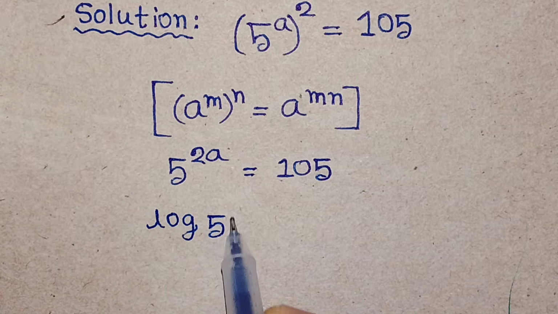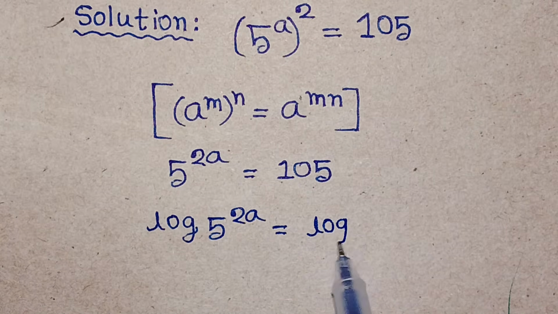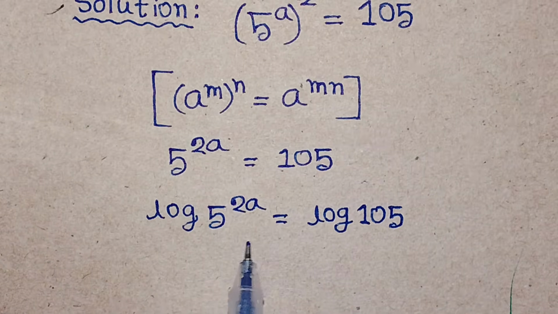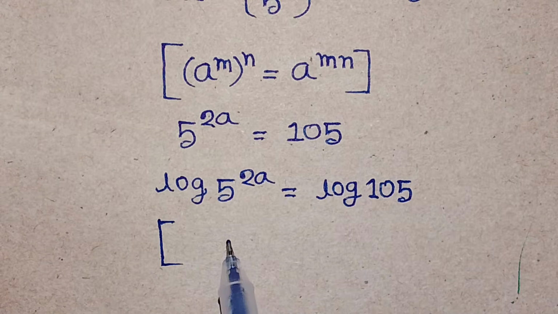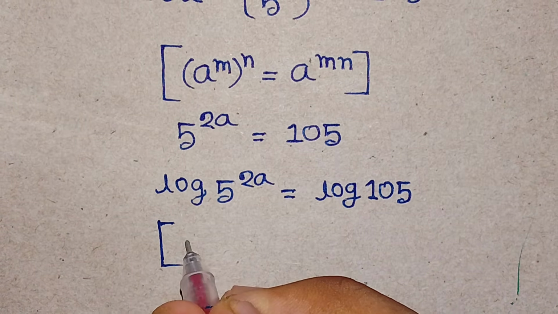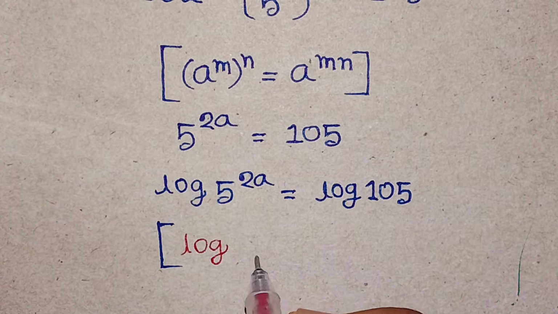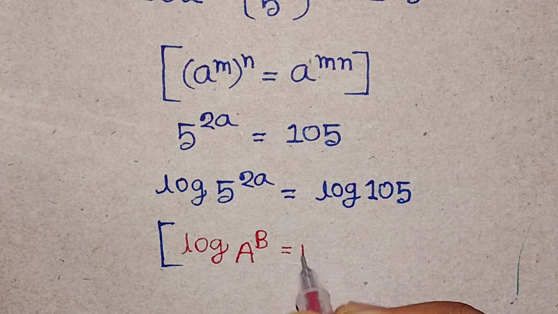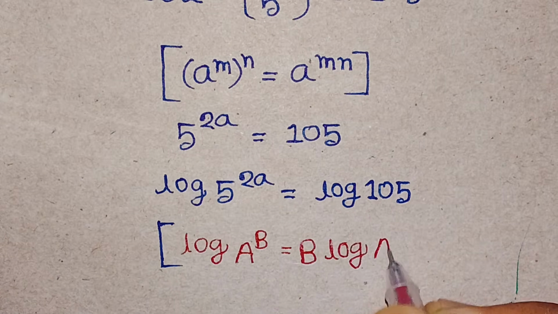Now we will take log on both sides. Then we'll get the equation log of 5 to the power 2a is equal to log of 105. So here we have to use a logarithm formula, which is log a to the power b is equal to b times log a.